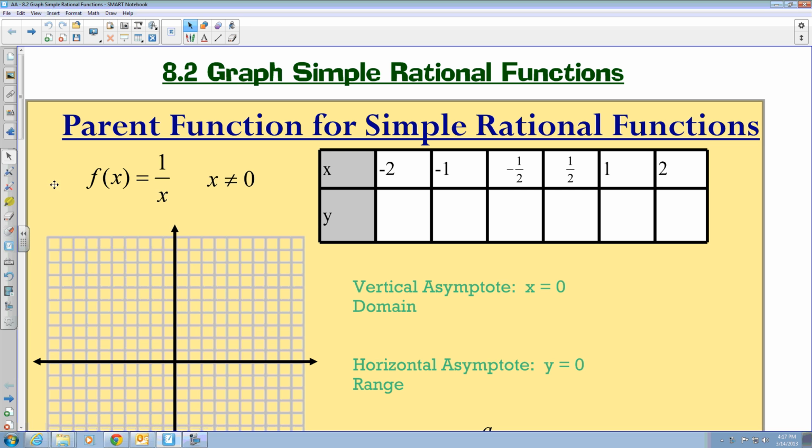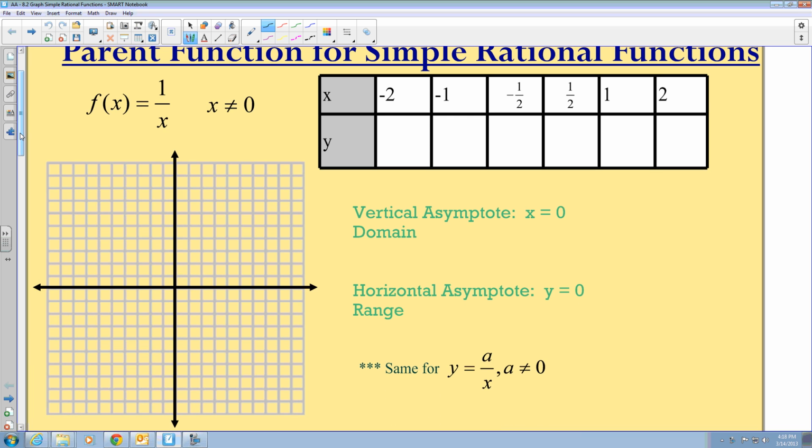Okay, we're in section 8.2 where we're learning how to graph simple rational functions. Simple rational functions come from the parent function where f of x, or y, equals 1 divided by x. One thing we have to keep in mind when we're dealing with rational functions, especially when our variable is in our denominator, is that we have to concern ourselves with what are called vertical and horizontal asymptotes.